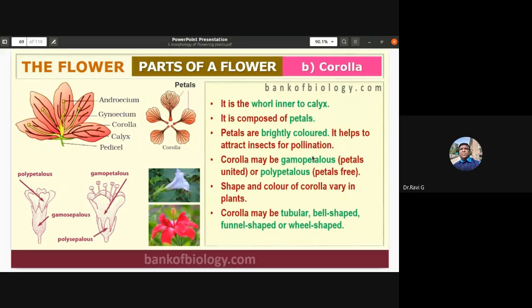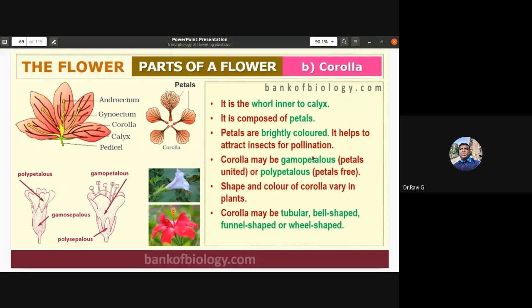So the shape and color of corolla vary in plants. Corolla may be tubular, as in the disc florets of sunflower. In the sunflower disc, there are disc florets. So you can notice the flower is going to be test tube like, tubular. So tubular corolla you can notice.